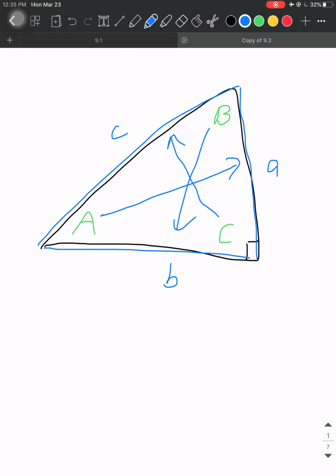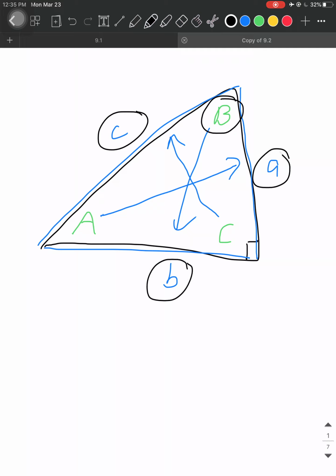Okay? What does it mean to solve a right triangle? That means that aside from angle C, which we know is 90 degrees because it's a right angle, we have to know the measure of little c, little b, little a, and big B, big A.